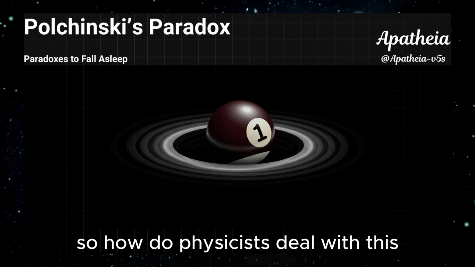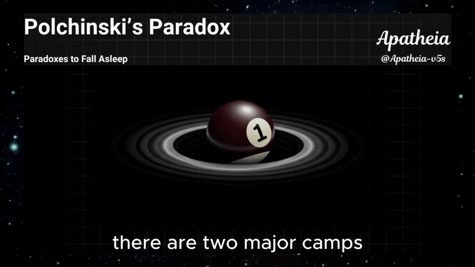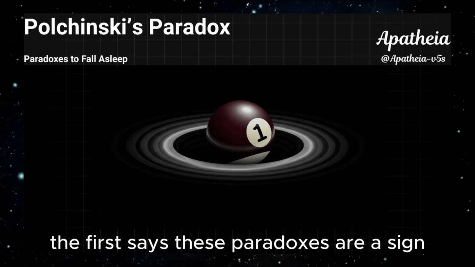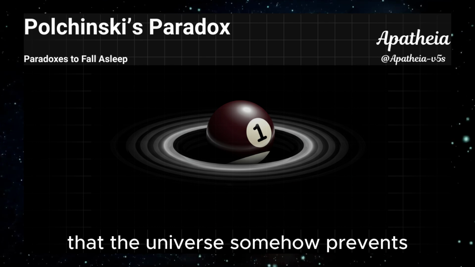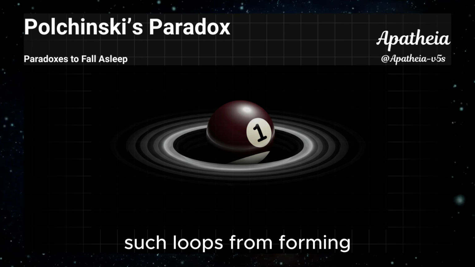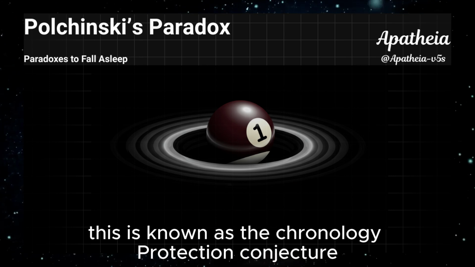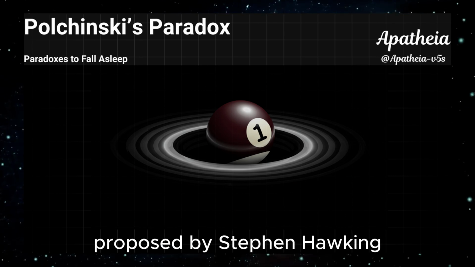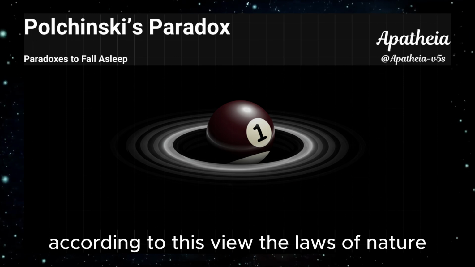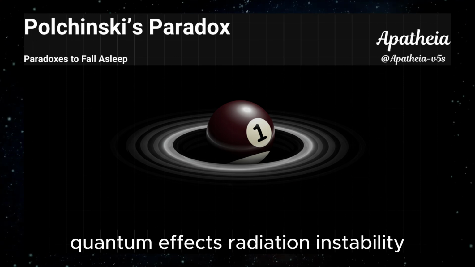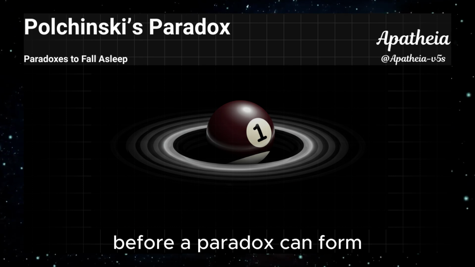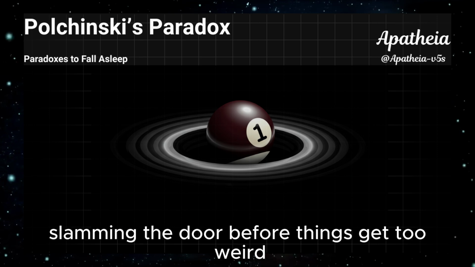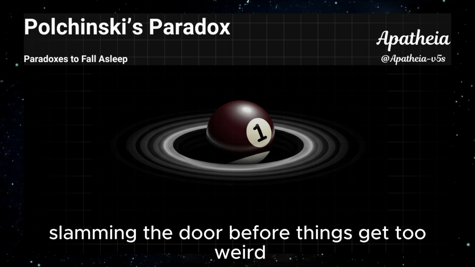So how do physicists deal with this? There are two major camps. The first says, these paradoxes are a sign that time travel is impossible, that the universe somehow prevents such loops from forming. This is known as the chronology protection conjecture, proposed by Stephen Hawking. According to this view, the laws of nature, quantum effects, radiation instability, kick in to destroy the wormhole before a paradox can form. It's the universe slamming the door before things get too weird.